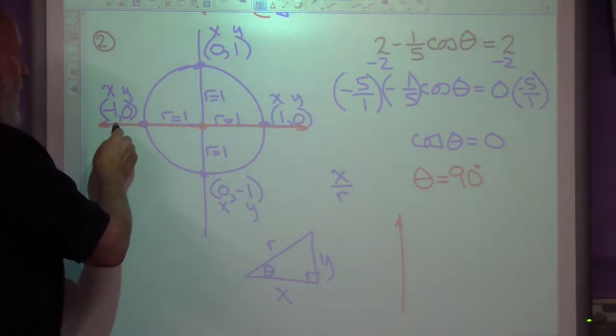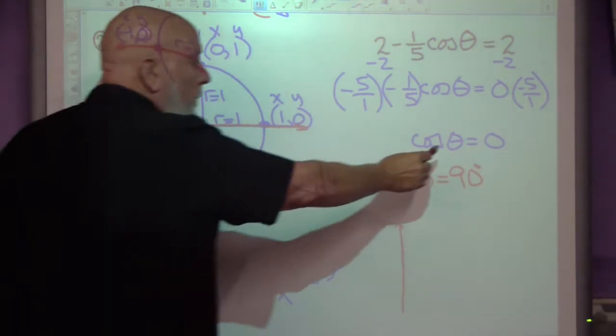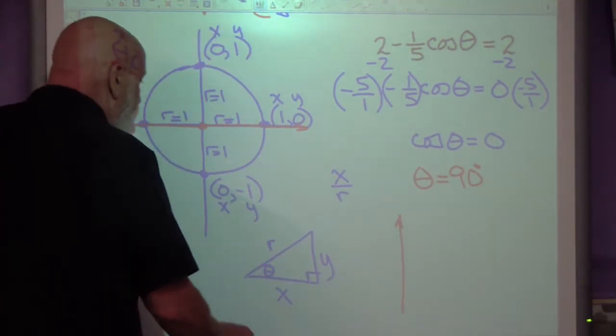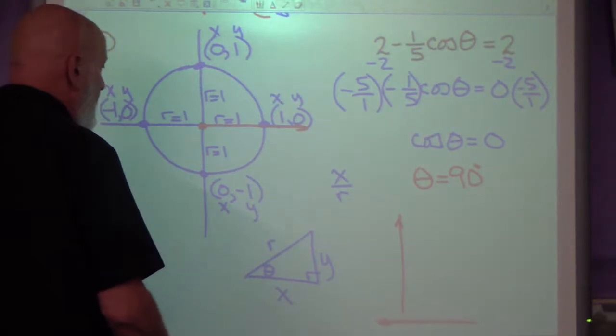That's our angle of rotation. X over r would not be 0. We're looking for where it's 0. So 180 is straight out. You can't take that into consideration.